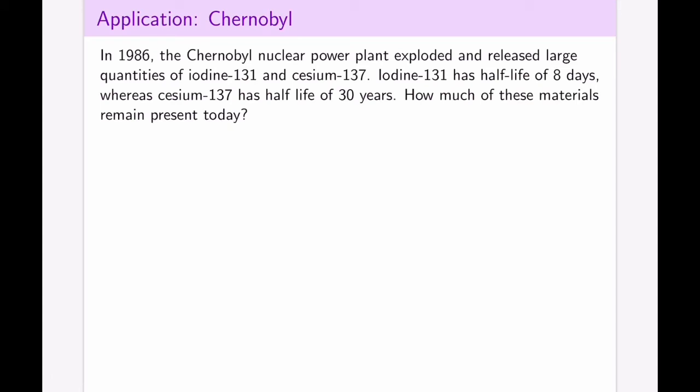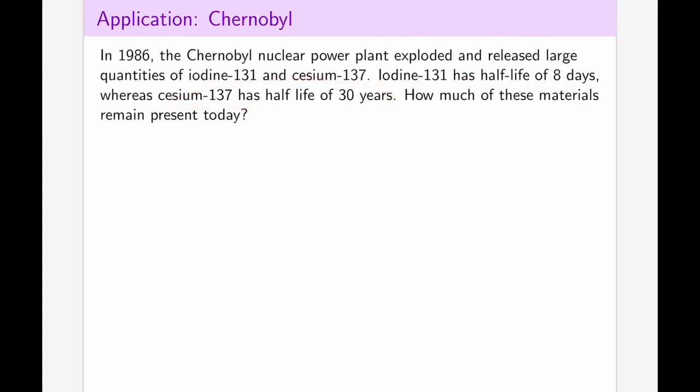The Chernobyl disaster happened in 1986. And it released in particular large quantities of iodine-131 and cesium-137. These two elements are well studied in a lab, and therefore we actually know their half-lives. Iodine-131 has a half-life of 8 days, so very short half-life, whereas cesium-137 has a half-life of 30 years, which will bring us to about this time right now. What we're wondering is how much of these materials actually remain present today. I'm going to solve this problem for iodine-131, and I encourage you to actually do this for cesium-137.